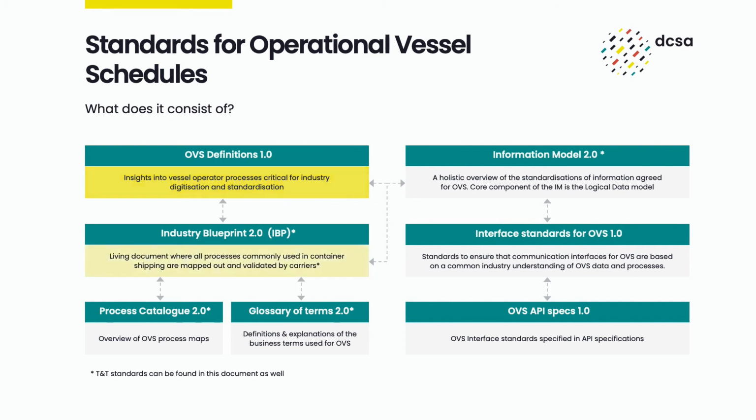These process maps are part of the industry blueprint. Defining these process maps has led to also creating definitions that give guidance to the process maps. The definitions are completed with some additional definitions, such as definitions for schedule reliability KPIs, definitions for schedule exceptions, and also definitions for port call time. For the sake of ease, we've also updated the process catalog and added the most important definitions to the glossary of terms.